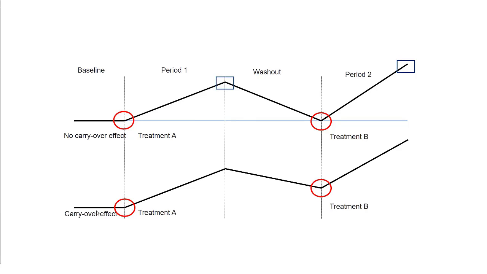But what you can see here in the second example is where there is a potential carryover effect, where they receive the intervention, they have some response to treatment A in the first period, and then they have the washout, but the washout might not be long enough, and they don't return to their original state. And this can then influence the observation that's measured in the second period.